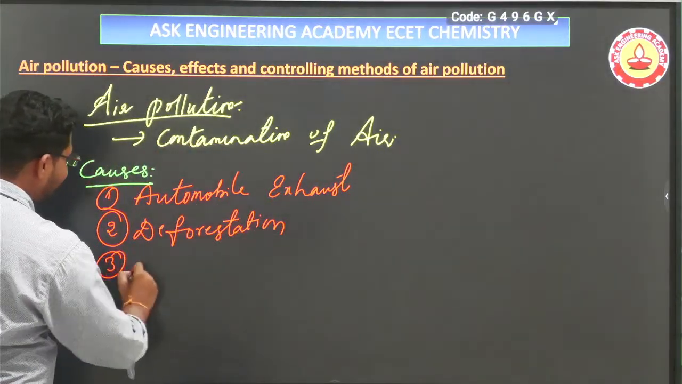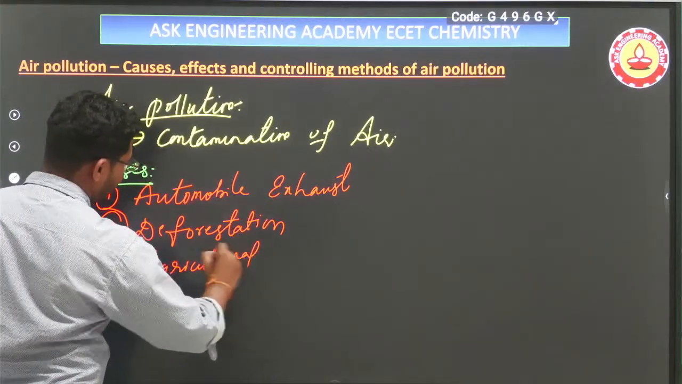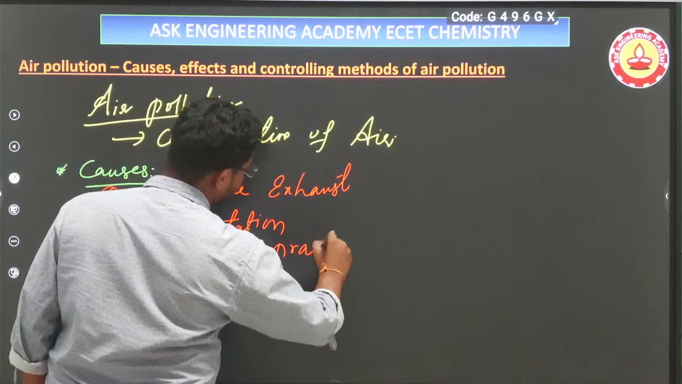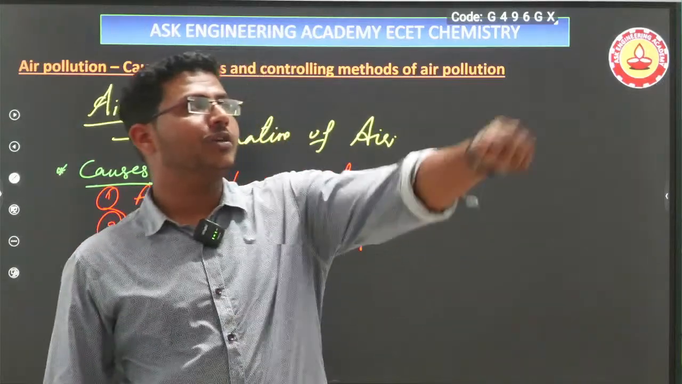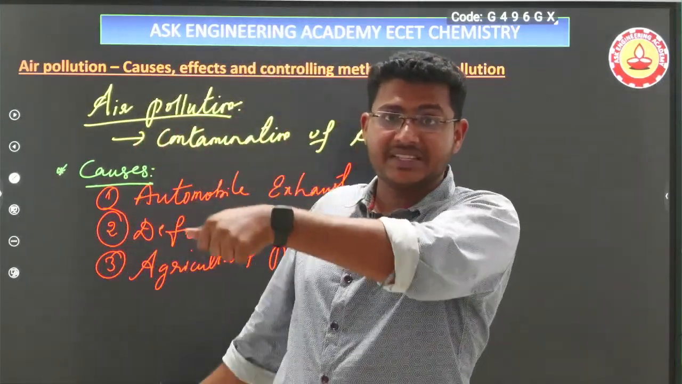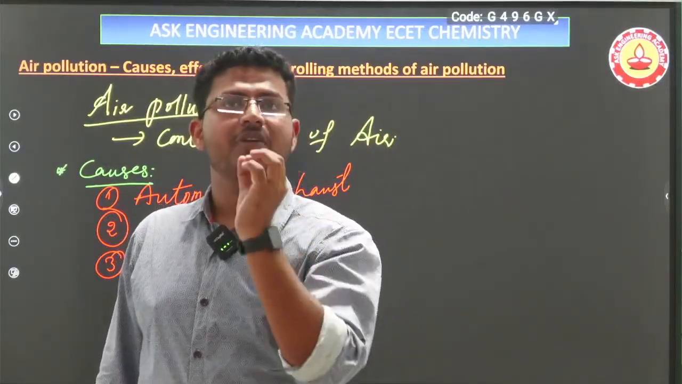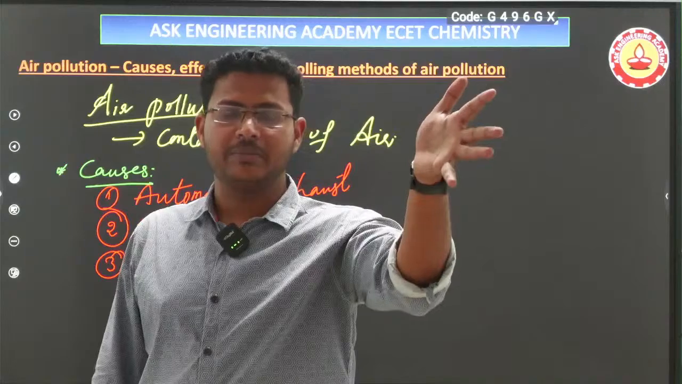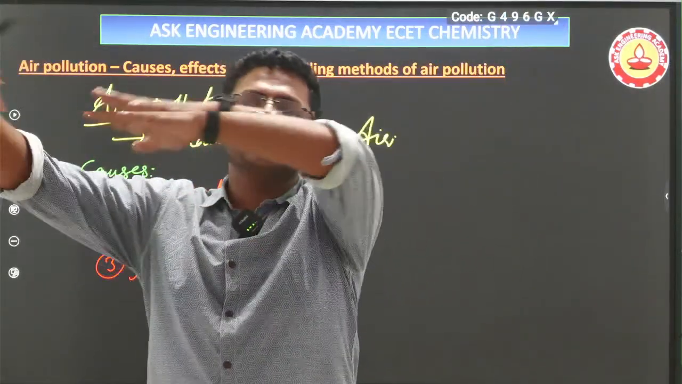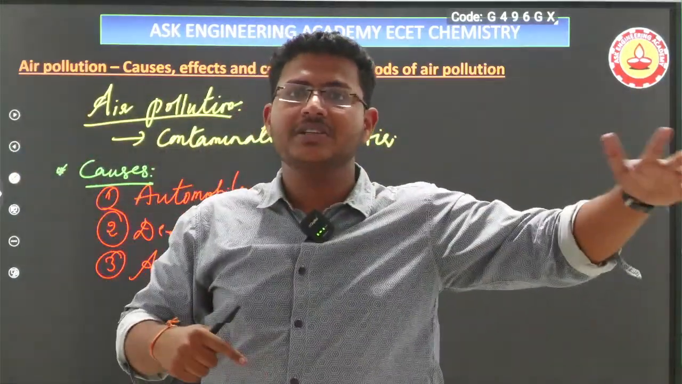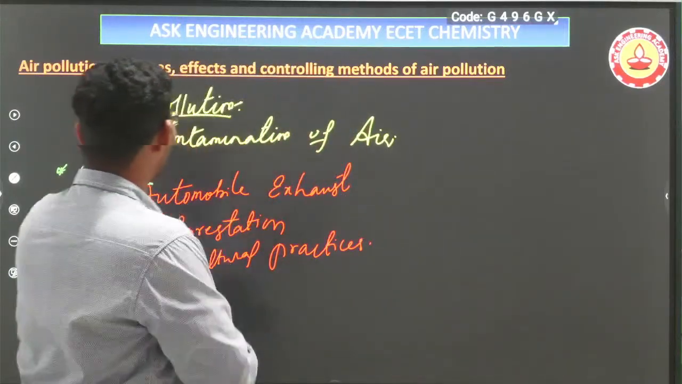The third one is agricultural practices. Nowadays in agriculture we are using a lot of chemical fertilizers and pesticides. Whenever the farmer sprays all those chemicals, some droplets of chemicals also accumulate in the environment. Some minute droplets also mix into the air. Because of that, the air gets poisoned or venomous and becomes polluted. So one of the reasons is agricultural practices.